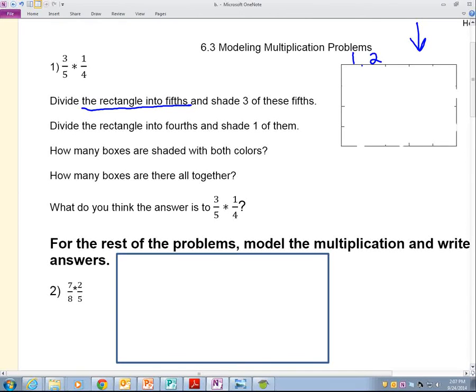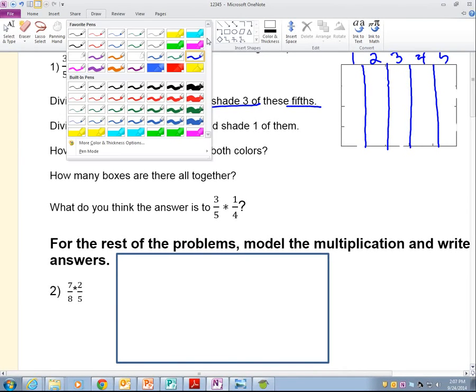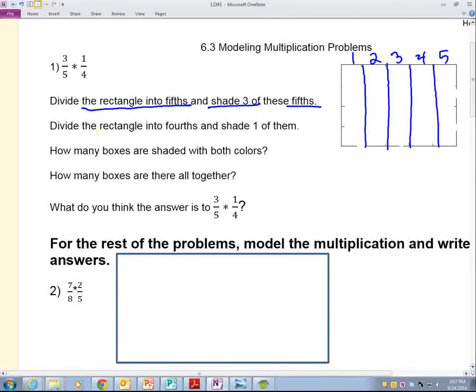So we're going to divide the rectangle into fifths. I'm going to number 1, 2, 3, 4, 5. We'll put a line between each one. Line between that one. Line between that one. Line between that one. Even though there's lines already there for you, could you please make that darker in your pencil color? Make those lines darker so you can see that there are fifths there. And then it's asking us to shade in 3 of these fifths. I'm going to shade in 3 of these fifths.